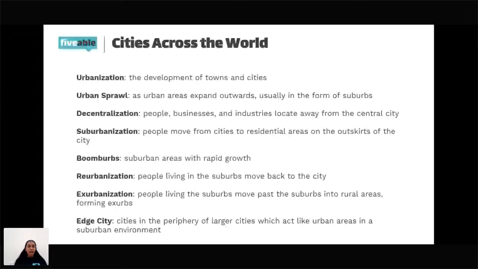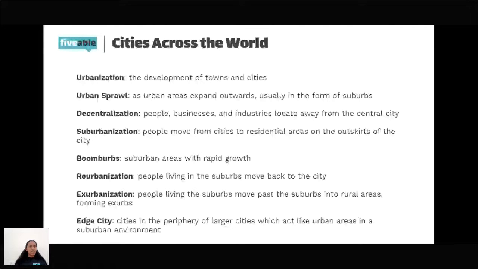So the general pattern of how cities are arranged is that the urban center is in the middle, with the downtown and everything. And as you move out, you start seeing the suburbs, and farther from that are the rural areas. So that's the general pattern.